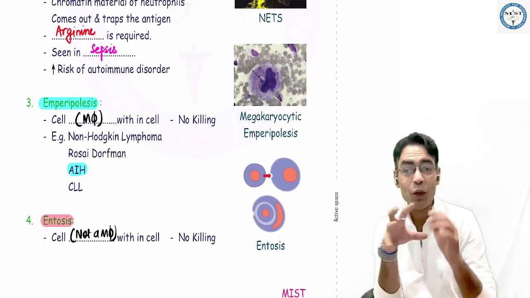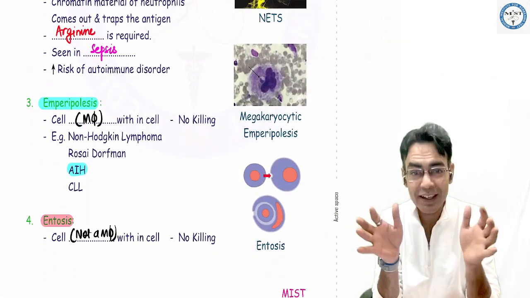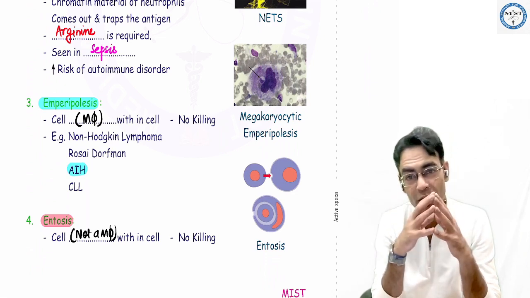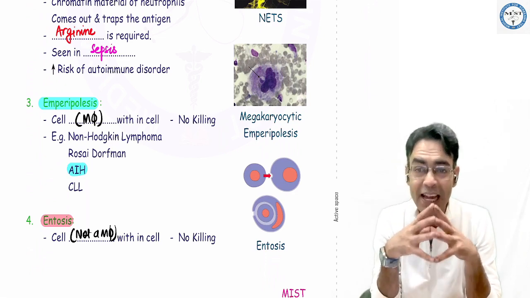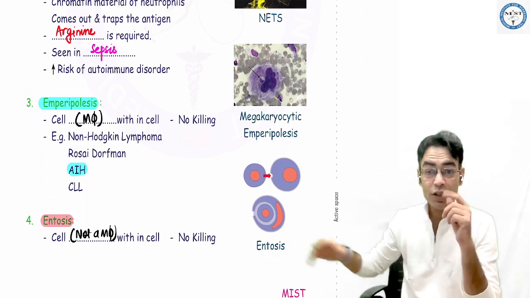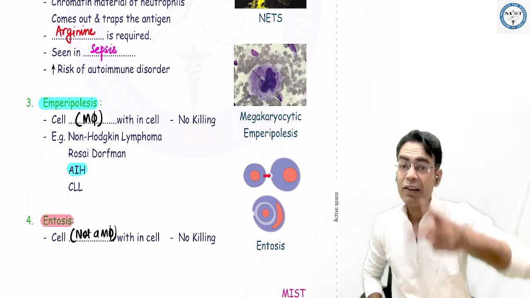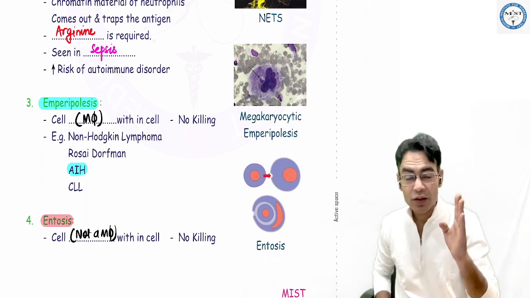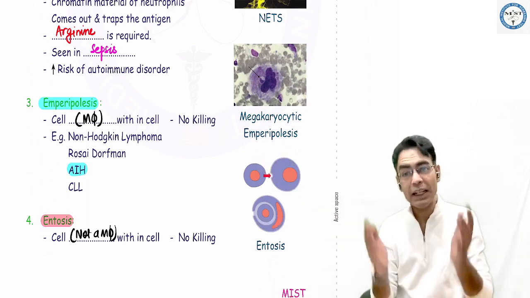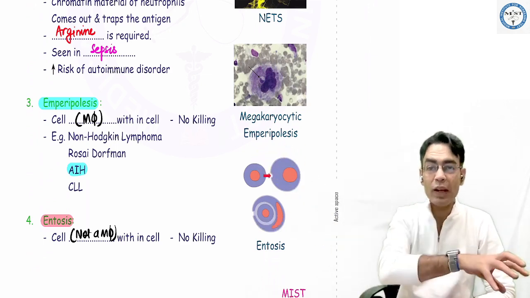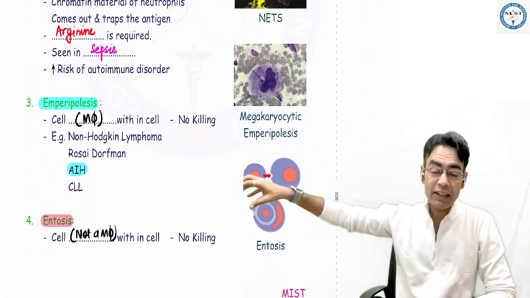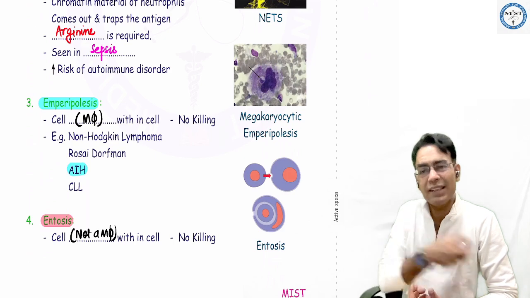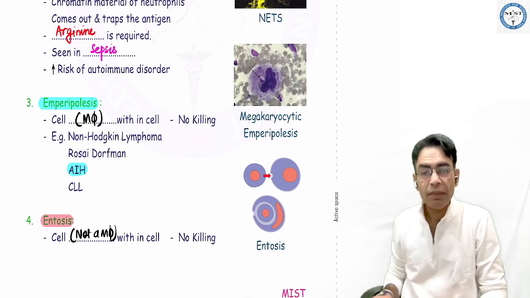Emperipolysis: when a macrophage engulfs any other cell but does not kill it, seen in non-Hodgkin's lymphoma, Rosai-Dorfman phenomenon, autoimmune hepatitis, and CLL. Whereas entosis, again a cell is engulfing another cell, but this cell is not a macrophage. So that is the difference between emperipolysis and entosis: in emperipolysis a macrophage is engulfing another cell but not killing it, and in entosis it is not a macrophage which is engulfing, but a cell is engulfing another cell and not killing it.